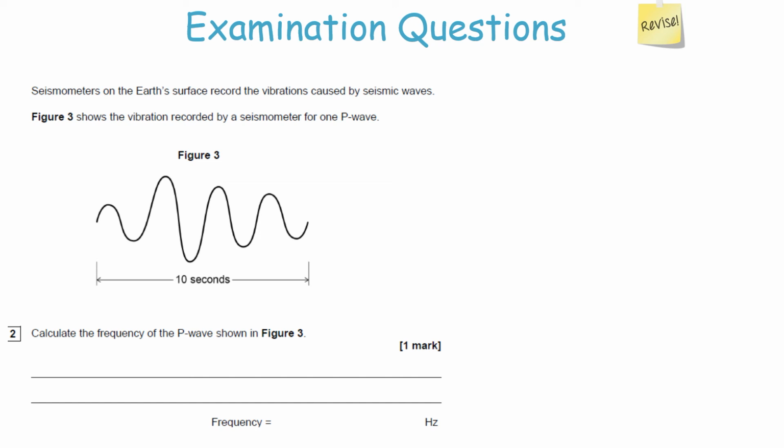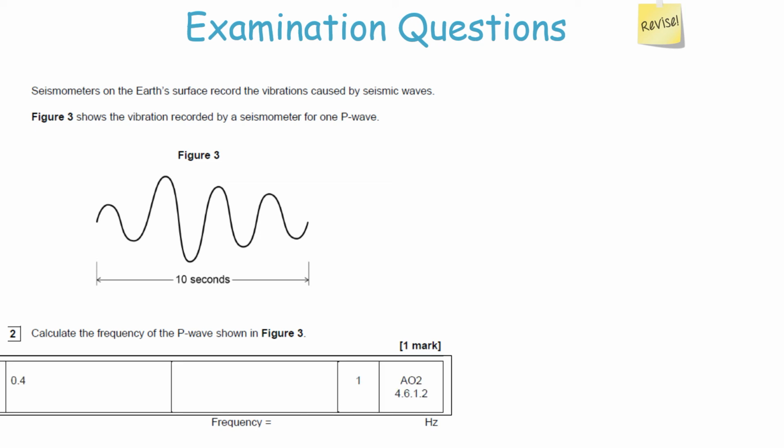Now the next thing to note is that we have 2.5 waves in 10 seconds. So then how many waves do you have in 1 second? You can work it through like that and you get your answer to be 0.4 hertz, because there's 0.4 waves every second.